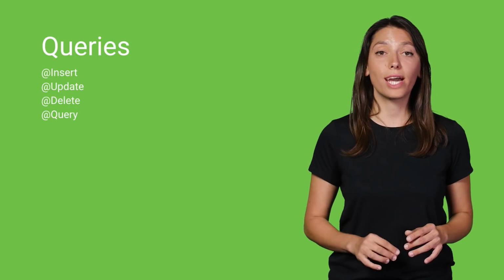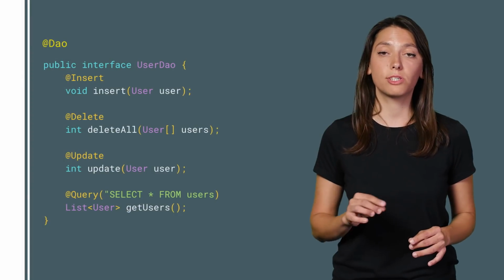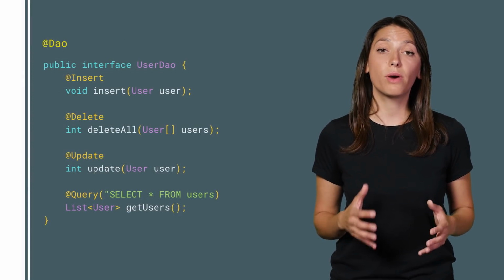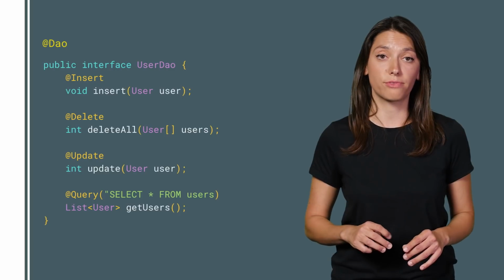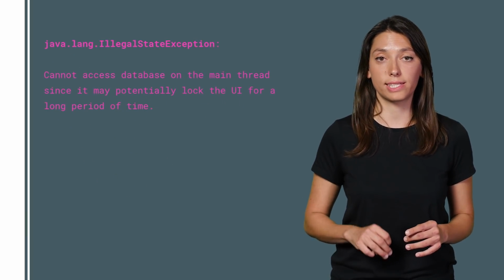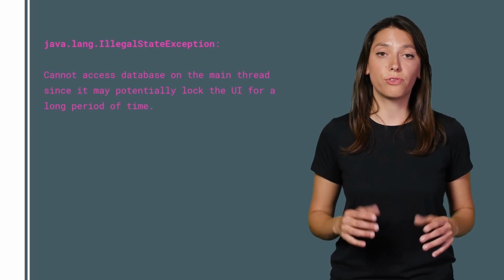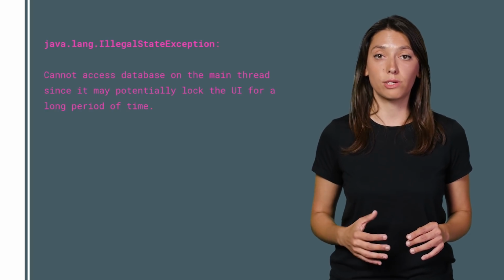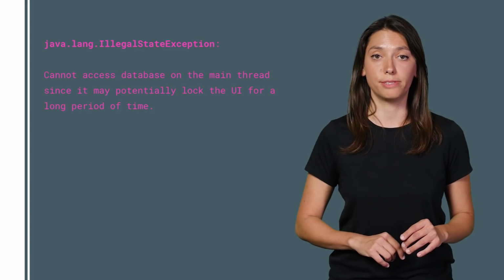Let's take a closer look at the queries. All of these queries are synchronous, meaning that they will be run on the same thread you are triggering them from. If that's the main thread, your app will crash with illegal state exception. So use your preferred method of handling threads in Android and make sure you're off the main thread.